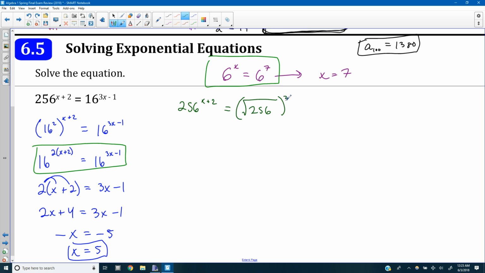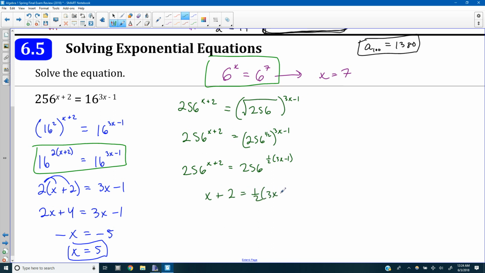Now this is being raised to the 3x minus 1 power. How does this help? Well, depending on how well versed you are with this stuff, a square root is the same as raising that value to the 1/2 power. So 256 to the 1/2, and off you go. Now this problem is starting to look a lot like the other one in the sense that I've matched bases, only now I'm going to have a 1/2. I'm going to need the 1/2 to multiply with 3x minus 1. So now the equation looks like x plus 2 equals 1/2 times 3x minus 1.